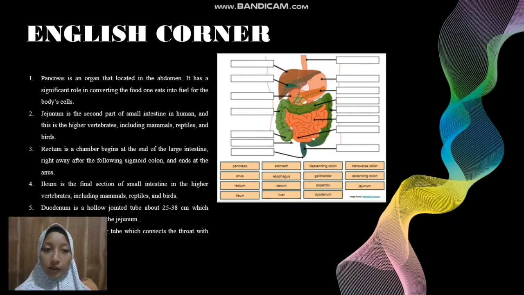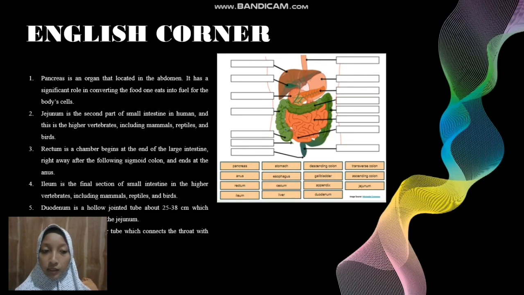Kemudian the third is rectum. Its chamber begins at the end of the large intestine, right away after the following segment, colon, and ends at the anus. Kemudian rectum ini itu bilik yang dimulai dari ujung large intestine, ujung usus besar. Kemudian setelah colon segment berikut dan berakhir di anus.